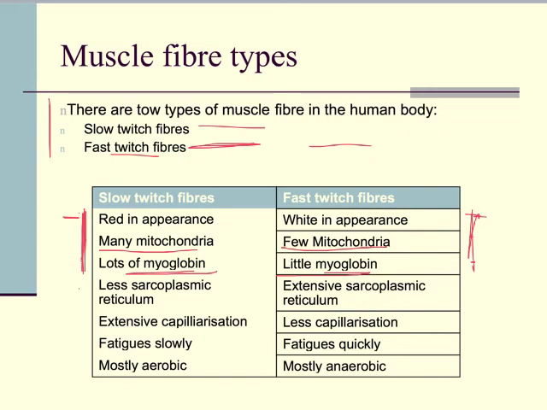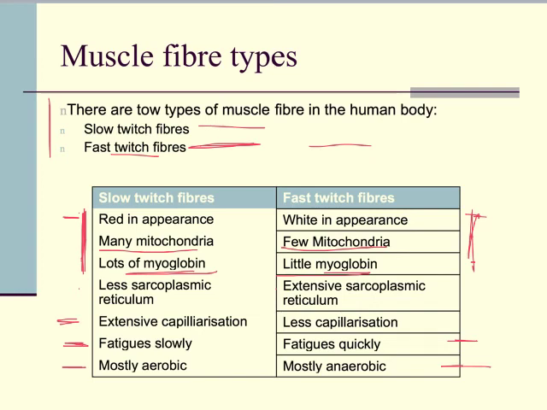Also, the slow twitch fibres have less sarcoplasmic reticulum, whereas the fast twitch fibres tend to have extensive sarcoplasmic reticulum. Slow twitch fibres, again for blood supply, have extensive capillaries, whereas the fast twitch fibres have far less capillarisation. And as I said earlier on, slow twitch fibres are fatigue resistant and are aerobic, whereas fast twitch aren't fatigue resistant, they tend to fatigue quickly, and they're mostly anaerobic.